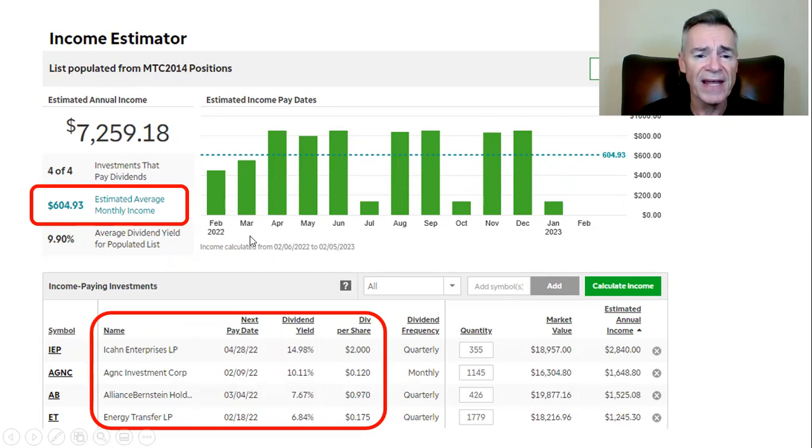How does it achieve that? Well, this particular account only has 4 investments, and they are respectively ICANN, which pays almost 15% based on its current yield of $2 per share, AG&C, which is a REIT, it pays 12 cents per share, Alliance Bernstein, which is a financial services company, and Energy Transfer. So you get where I'm going.